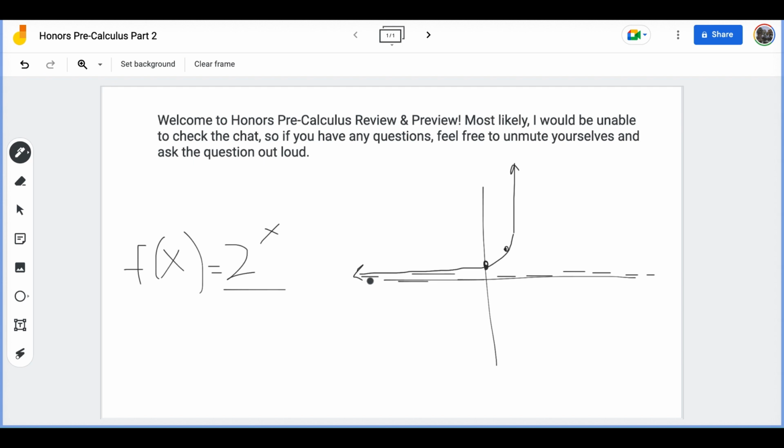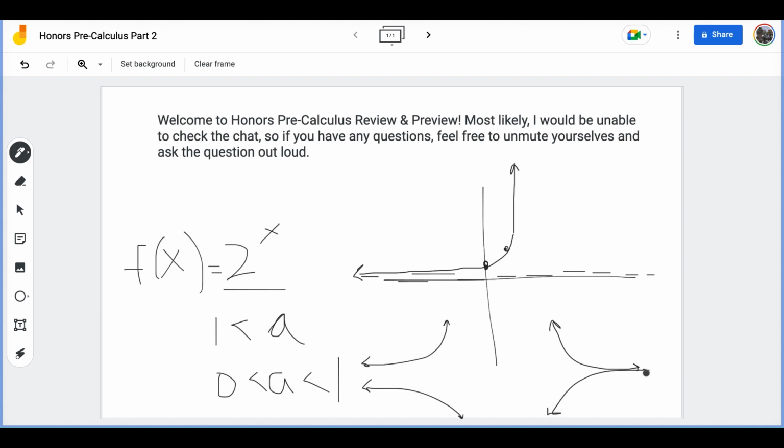How would you know which direction to draw it? Well, if the base is a number greater than 1, then it would be going like that or like that. Basically, it would be getting larger. The magnitude of the values would be getting larger over time. But if it's between 0 and 1, it would be slowly decreasing over time. Those are exponential functions in a nutshell.